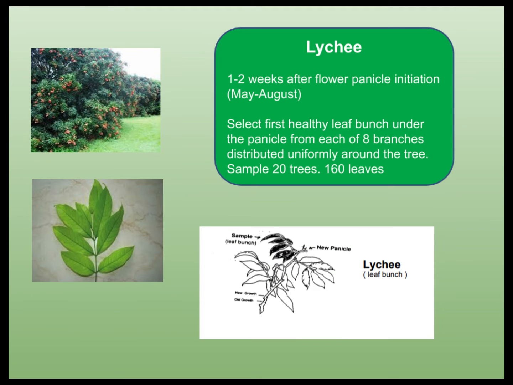Lychee and mango have a similar canopy, although lychee is more robust, but leaf sampling in lychee is different. Here, sampling is done 1 to 2 weeks after the flower panicle is initiated. Select the first healthy leaf under the panicle and select leaflets from 3 to 5 positions, starting from the uppermost fully opened leaf. Sample 20 trees and collect about 160 leaves per hectare and transfer to a sampling bag.